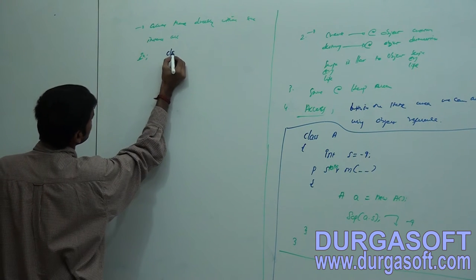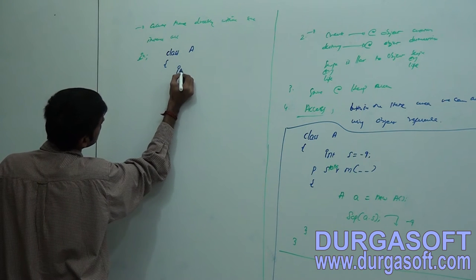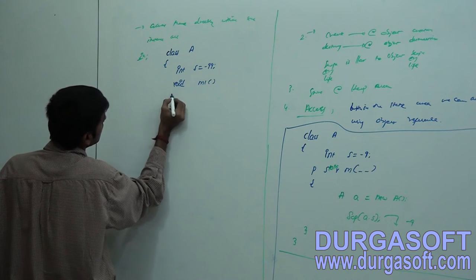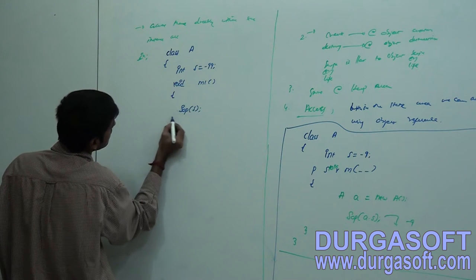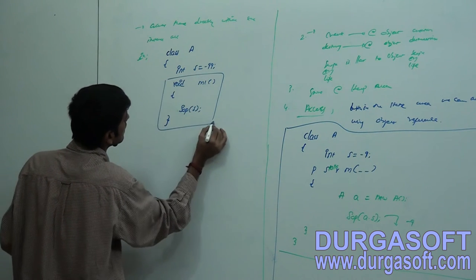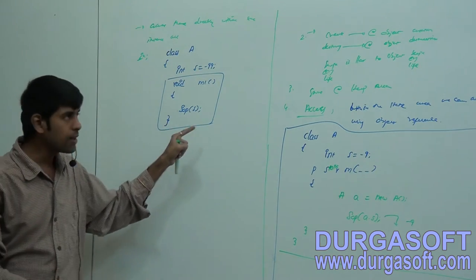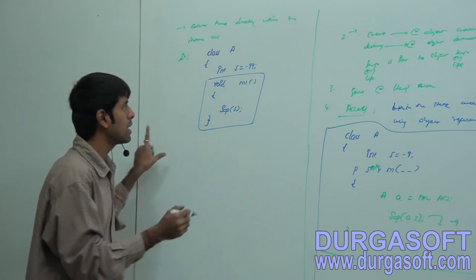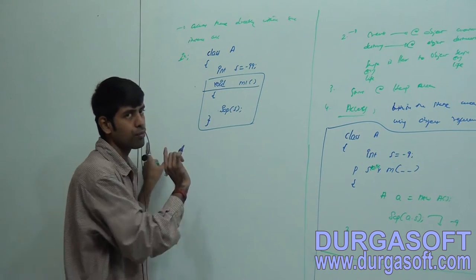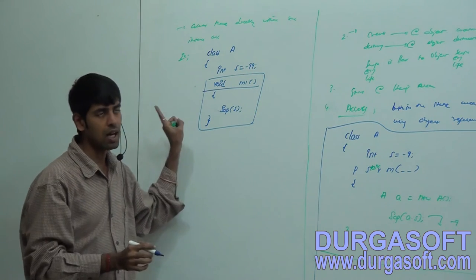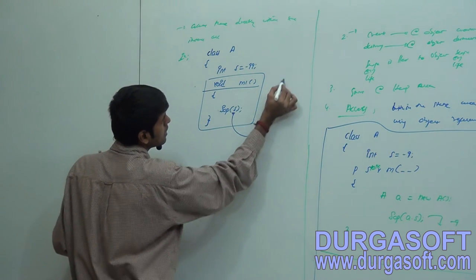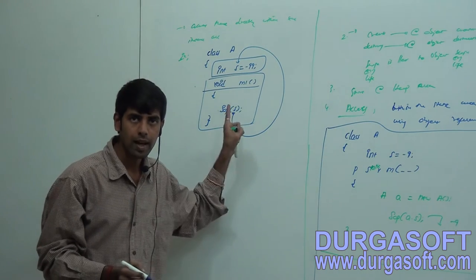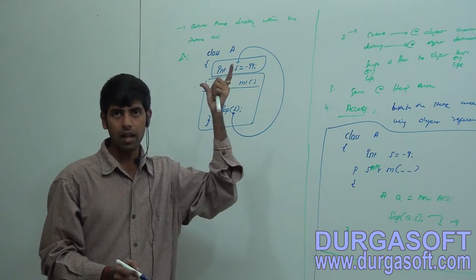Observe here. Class A, int s equals to minus 99. Void m1 method, SOP of s. What is this, friends? This method is instance area. Did I use any static modifier here for this method at declaration? No. That's why it is instance area. We are accessing s variable. s is one of the instance variables, so no restrictions to access them within the instance area.